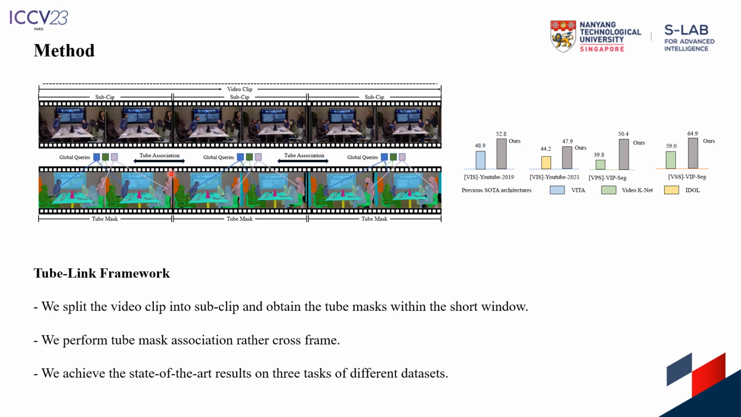Here is a short introduction for our method. We first divide the video clip into subclips, and we process each subclip with a transformer architecture. Meanwhile, we can obtain the global query and its corresponding tube mask. Then we perform tube association on the global query and tube mask. We achieve state-of-the-art results on three tasks across different datasets.